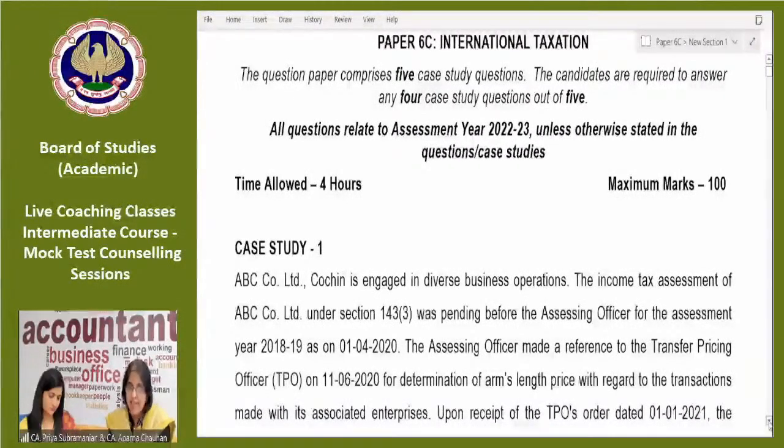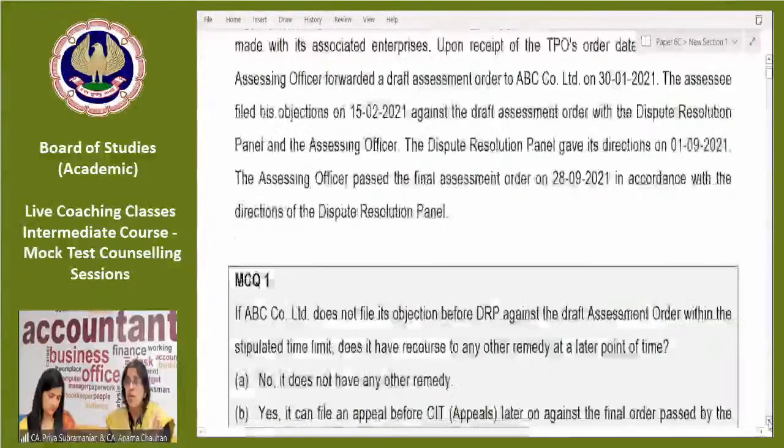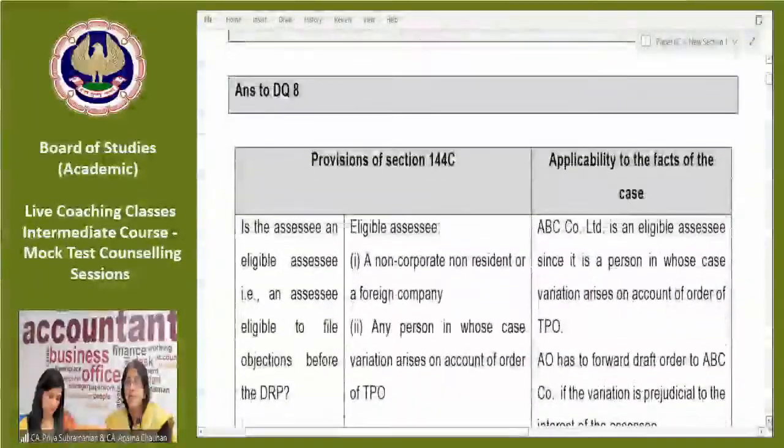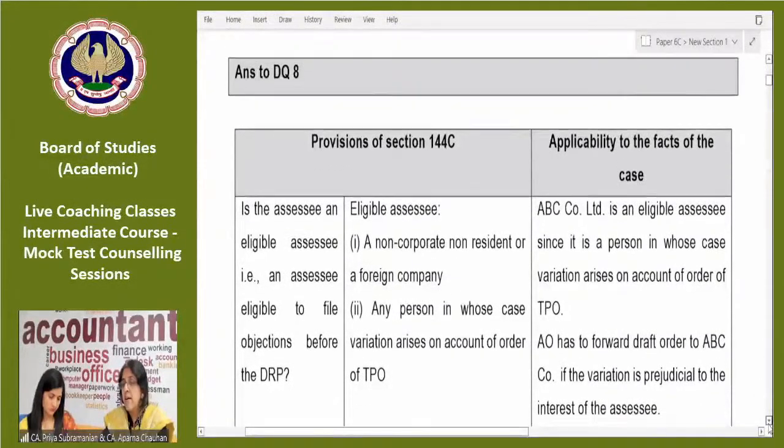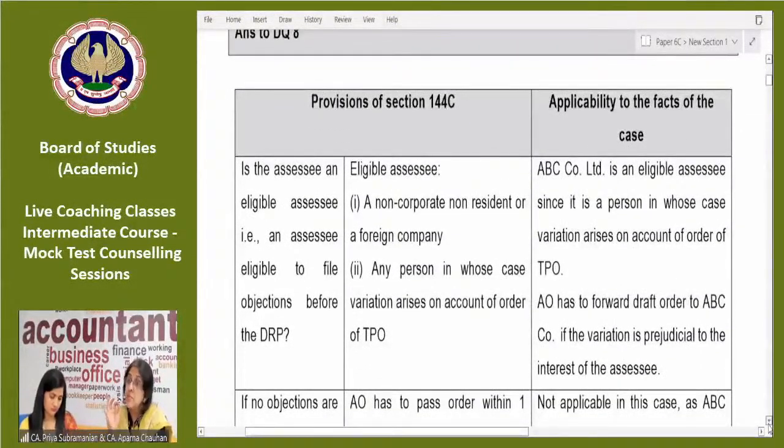So the variation is arising as a result of the order of the TPO. So ABC Company Limited becomes an eligible assessee. Now, if the variation is prejudicial to the interest of the assessee, if it's going to result in higher tax liability, the AO has to forward the draft order to ABC Company Limited.